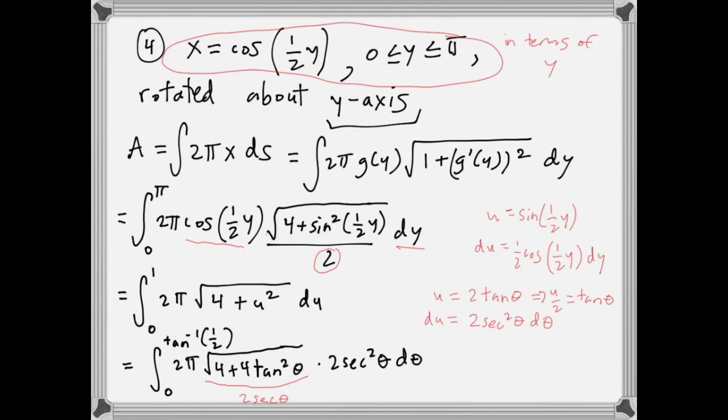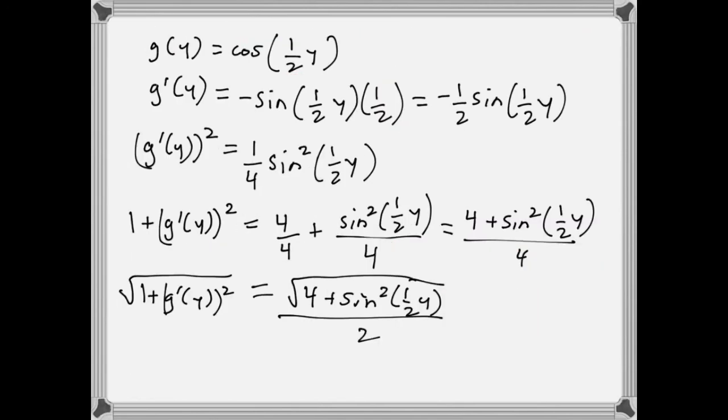So what am I going to end up integrating? Let's go to the next blank page here. I actually get the integral from 0 to arc tan of a half of 8 pi times secant cubed theta d theta.